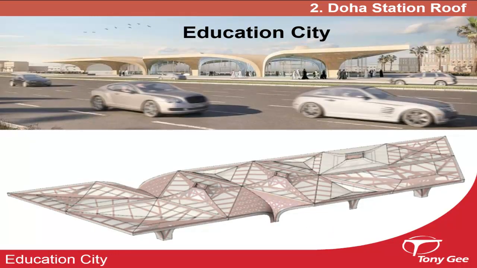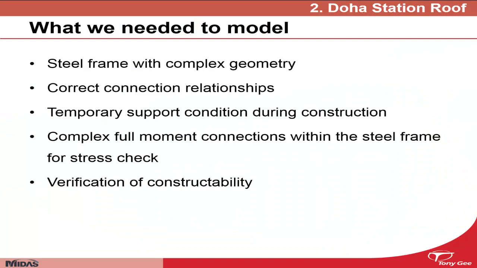And this is another station, Education City. This is the second of the two stations, which for the last 10 months has been mothballed, but actually is coming back. This one presents an enormous challenge. The construction depth along these ridges is only 800 millimeters. The span is in the order of 30 meters. And the cladding supplier wants a 400 mil cladding zone top and bottom. 800 mil construction depth, you'll be wondering how the hell that's possible. I'm sure time will tell. Anyway, this one's only now being resurrected. So yes, steel frame with complex geometry.